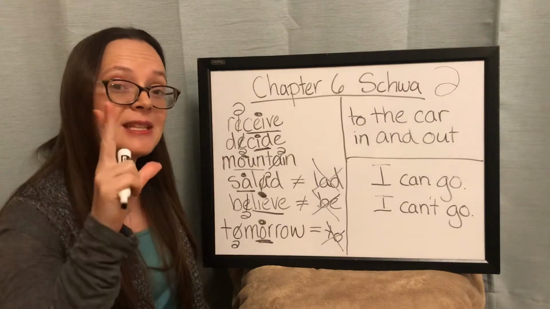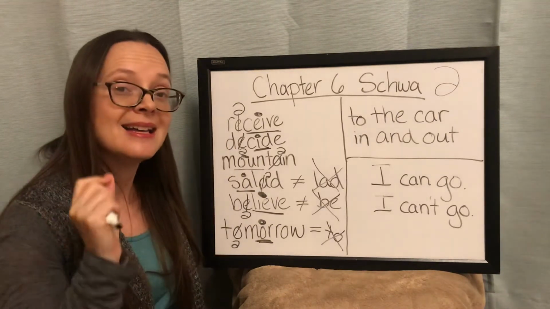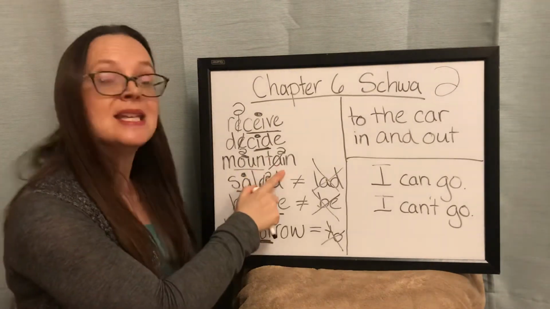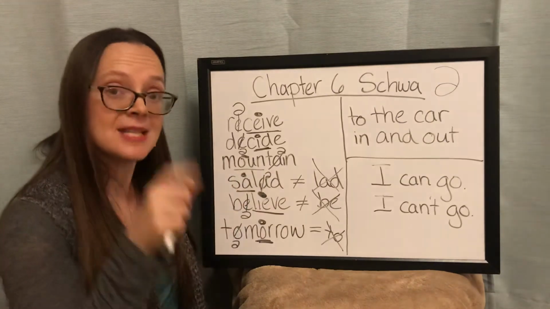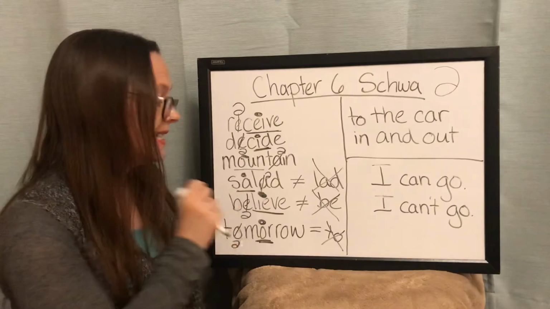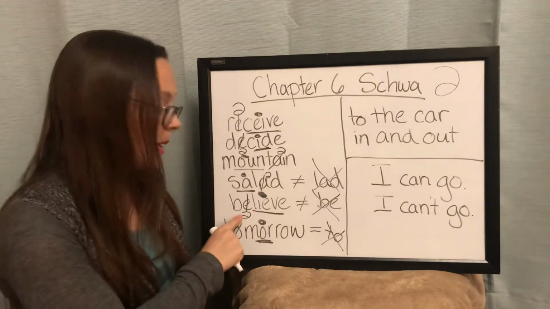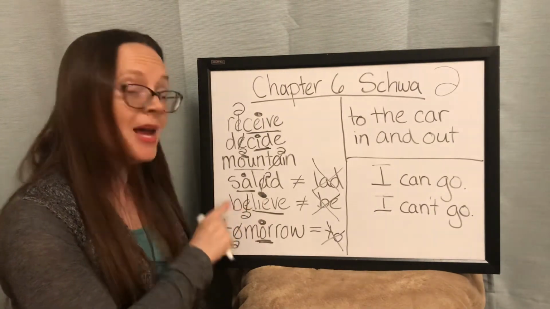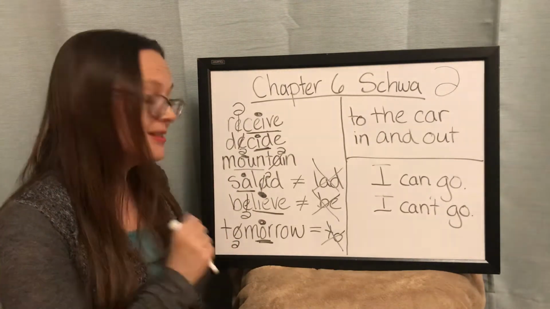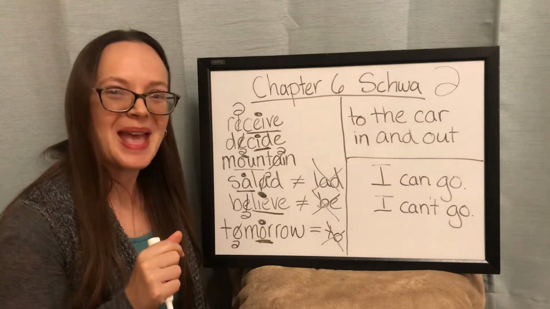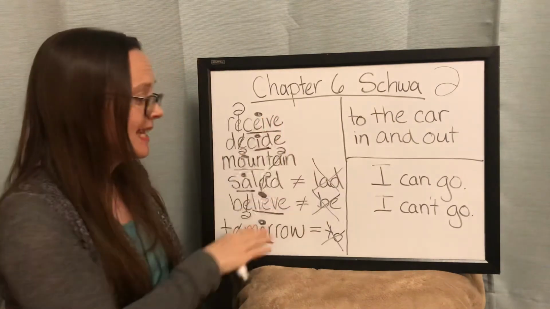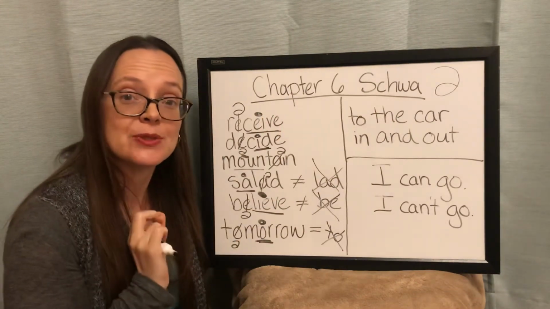Receive. Good. Pronounce after me. Decide. Good. Try again. Mountain. Good. Salad. Believe. Tomorrow. Okay, really nice. So those are examples of schwa inside unstressed syllables.